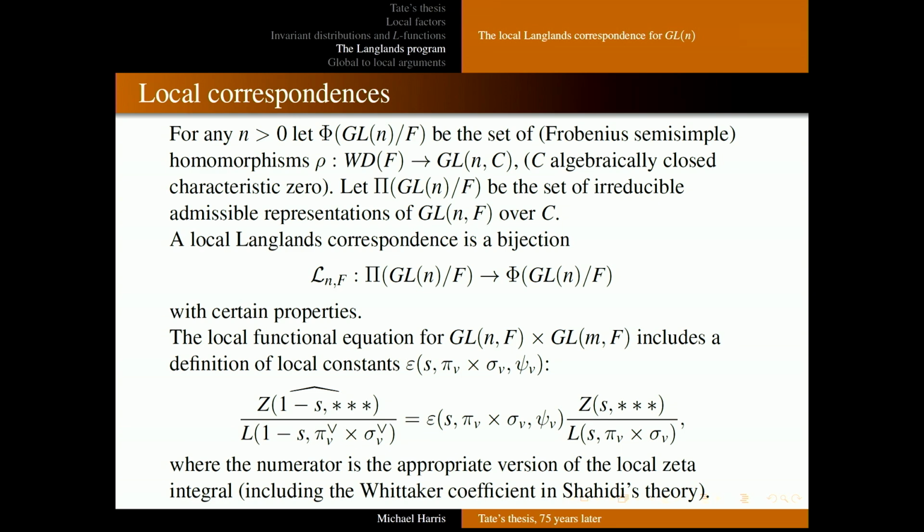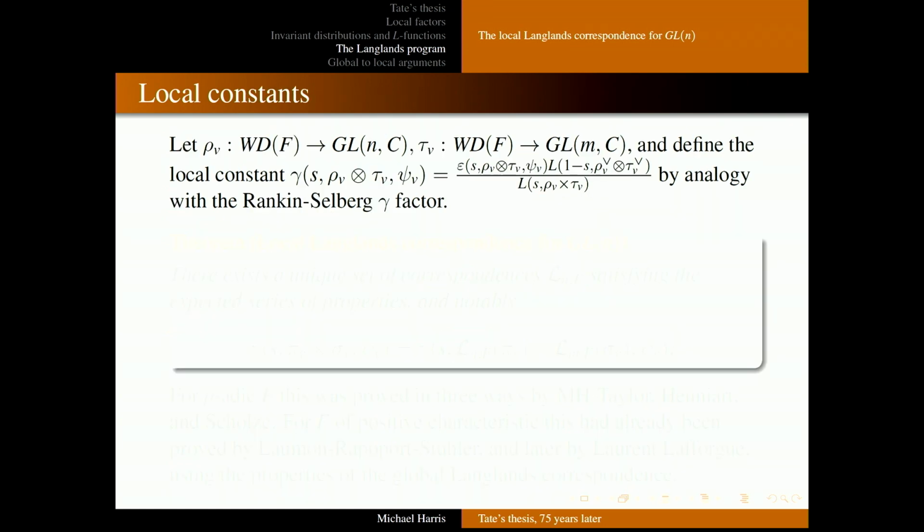So the local functional equation includes, as I indicated, the definition of local constants. If you have GL_N cross GL_M of this local field, you have representations pi_v and sigma_v, then you get a local constant. And then, now suppose we have 2 Weil-Deligne representations of dimensions n and m respectively, and we define a gamma factor just by imitating the definition for the automorphic gamma factor.